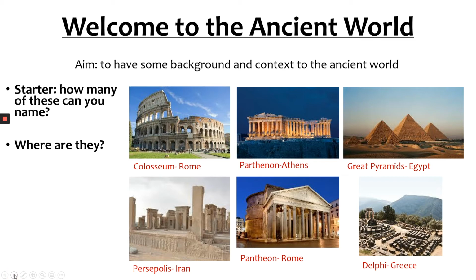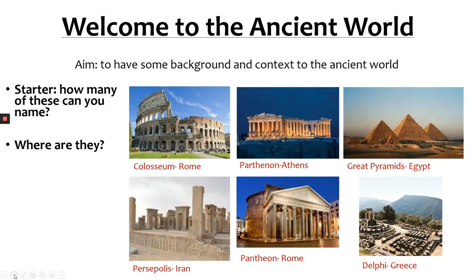So there are the answers on your screen. The first one is obviously the Colosseum, arguably one of the most famous buildings in the ancient world. Next to it is the Parthenon, which is a temple in Athens. Then the Great Pyramids at Giza, they're found in Egypt. A tricky one at the bottom, Persepolis, the palace of Darius the Great and Xerxes, that's in modern Iran. They were both Persian kings.